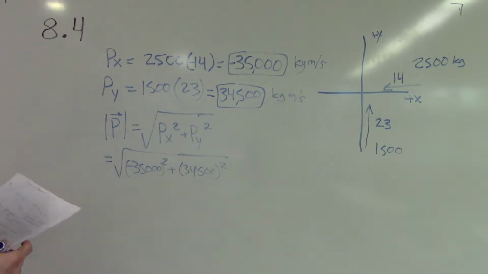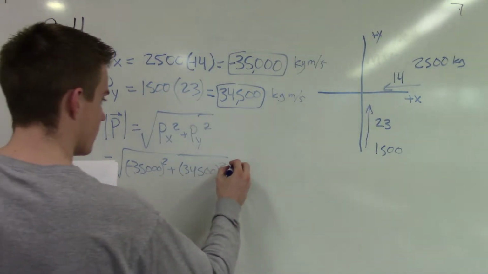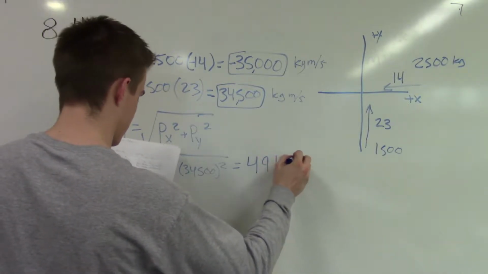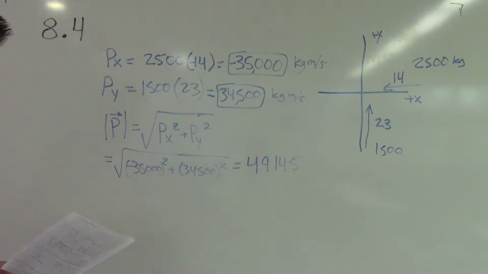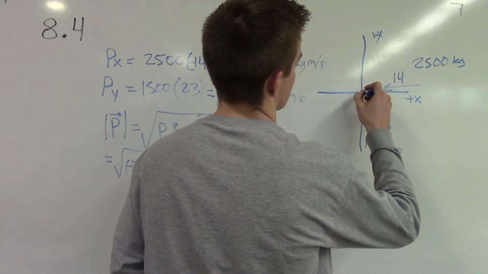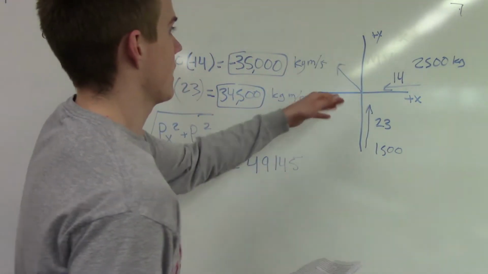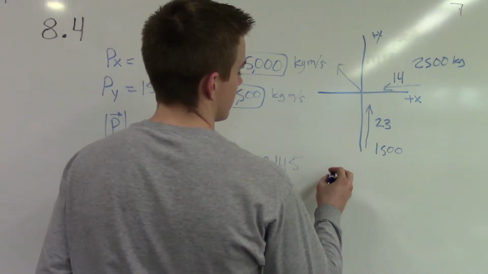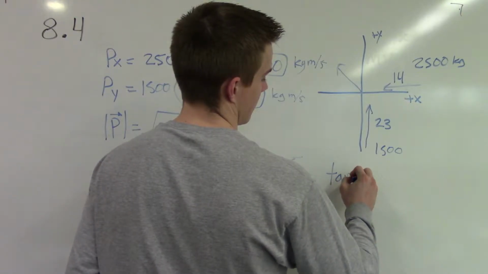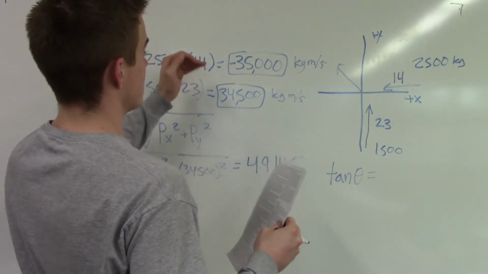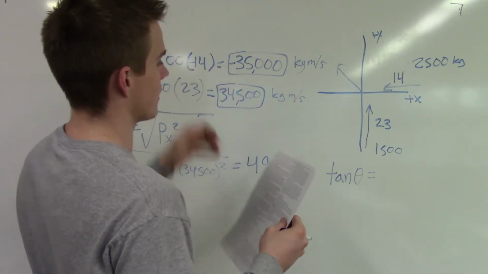And if you punch that into a calculator, your answer is 49,145, and that's going to be your magnitude. And now it wants to know the direction of the net momentum. Since they're going in this direction, it's going to be about in that direction. The way we find that is we just take the tangent. So the tangent of theta is equal to your y value over your x component.